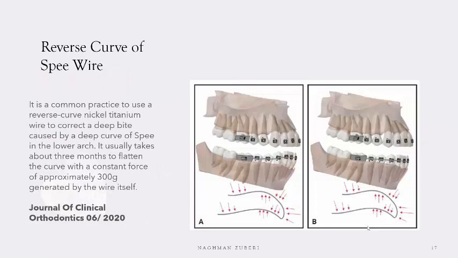Another treatment modality is the use of reverse curve of Spee wires. I have taken this picture from the Journal of Clinical Orthodontics, June 2020 issue. It is a common practice to use a reverse curve nickel titanium wire to correct a deep bite caused by a deep curve of Spee in the lower arch. It usually takes about 3 months to flatten the curve with a constant force of approximately 300 grams generated by the wire itself.